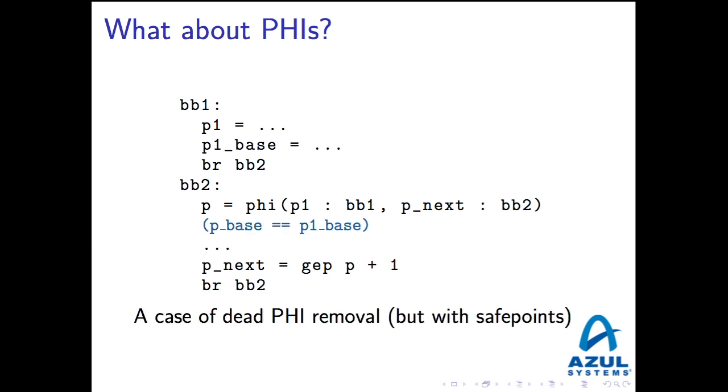Now, it may be apparent that the phi we just inserted is actually redundant in this case. So we can do better than the trivial algorithm I just showed in most cases. This is simply a case of dead phi elimination, but it's a little bit complicated because it has to be interwoven with the rest of the insertion algorithm to actually work.